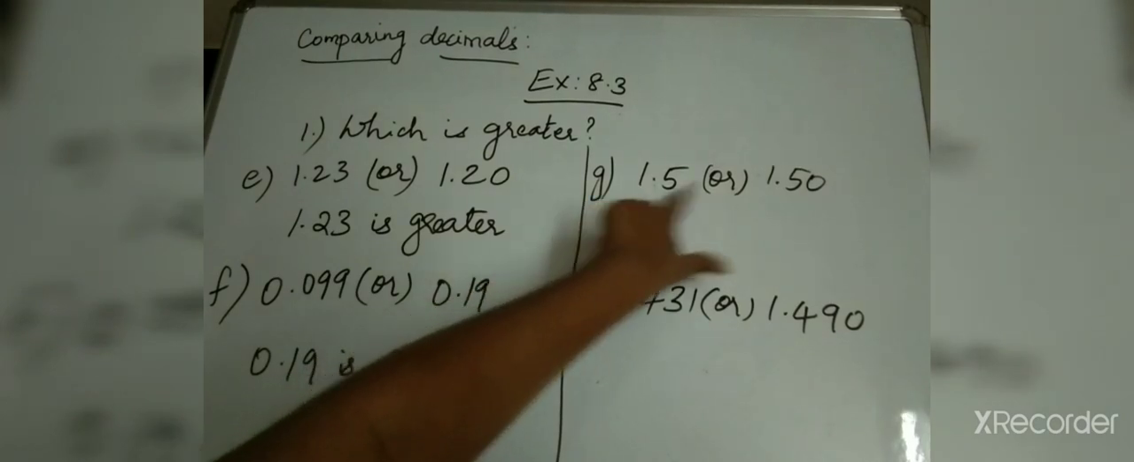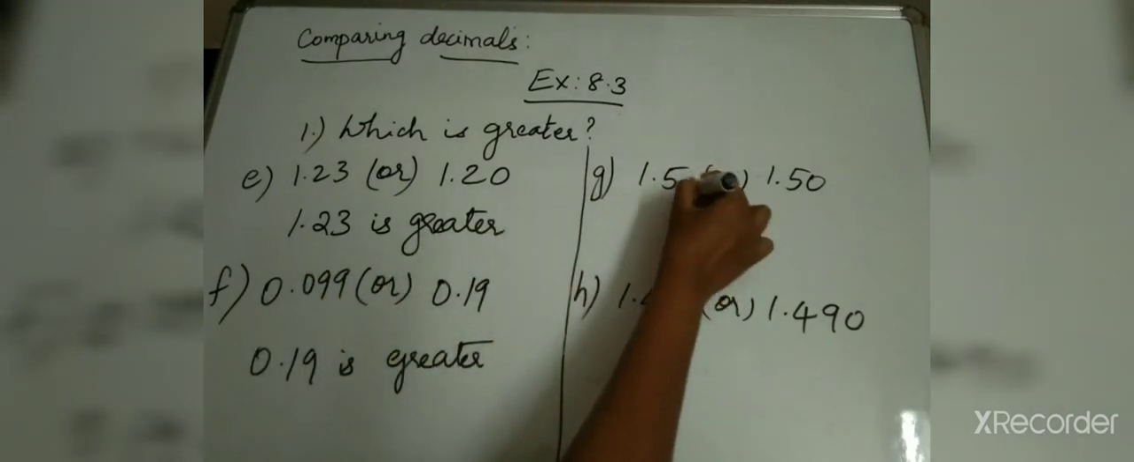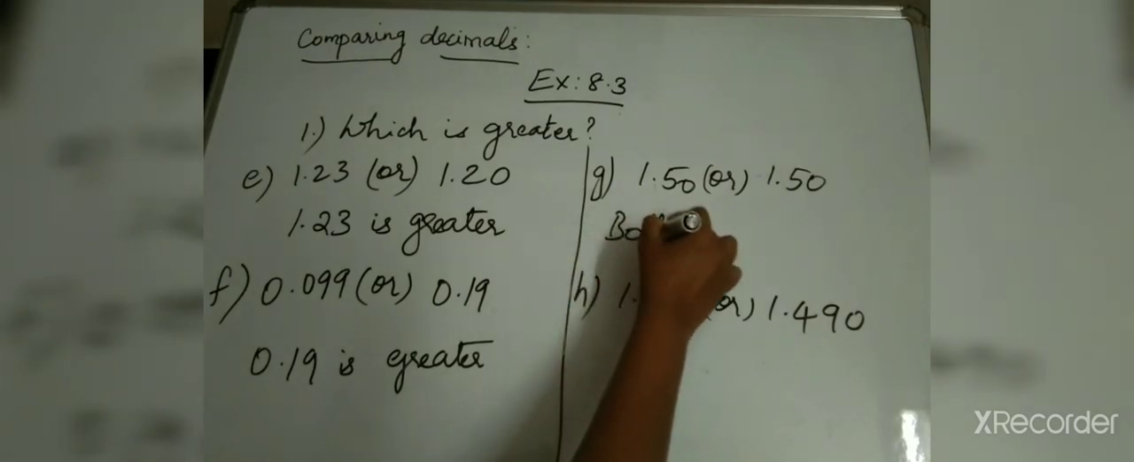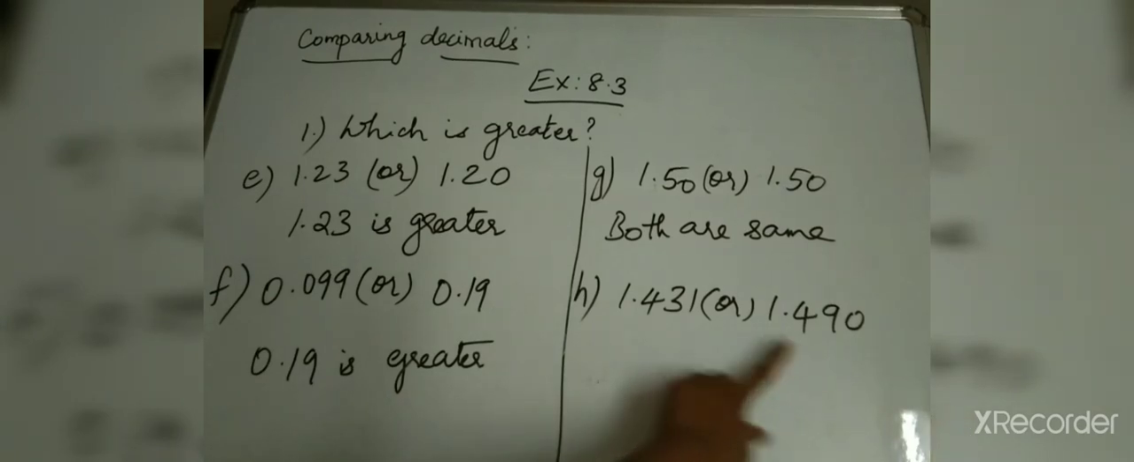Next one, 1.5 or 1.50. Okay, leftmost digit is 1 here, here also 1. The next number, here also 5, here also 5. Okay, and now coming to the next digit, you have nothing here. That means there is a 0 here. So 0 and 0. Both are same, no? Okay, so we can say both are same. Clear?